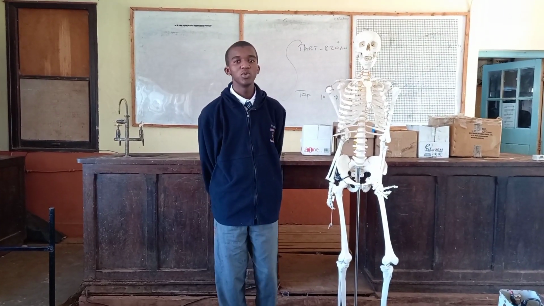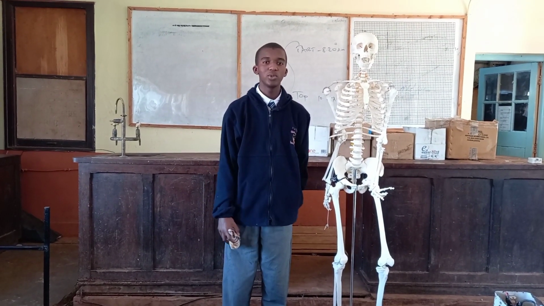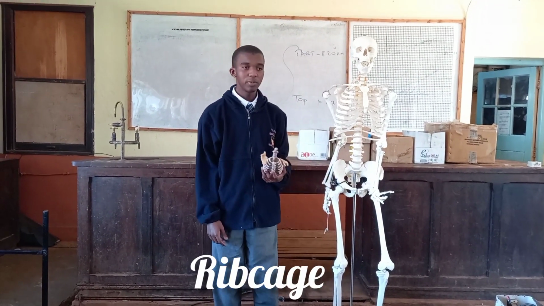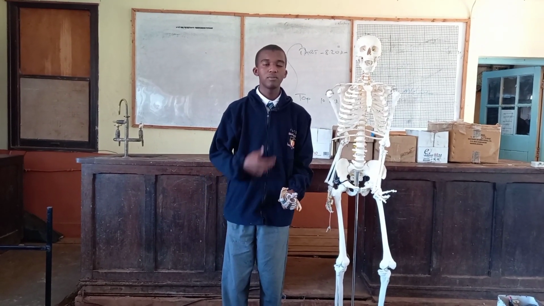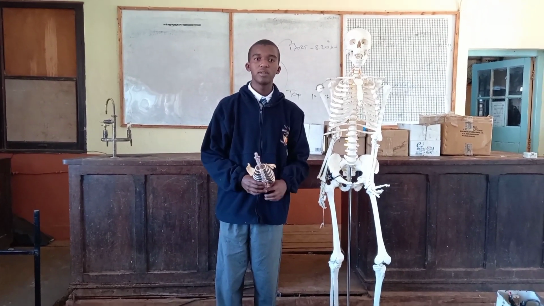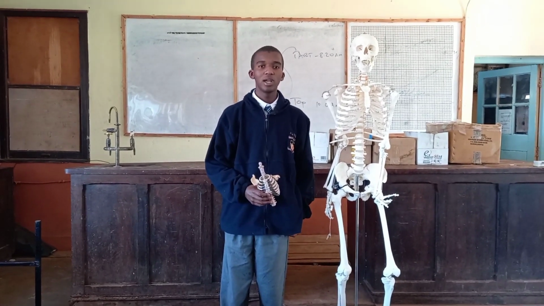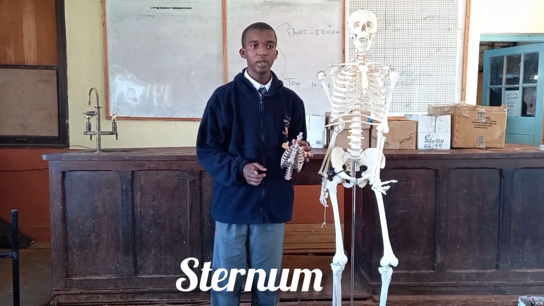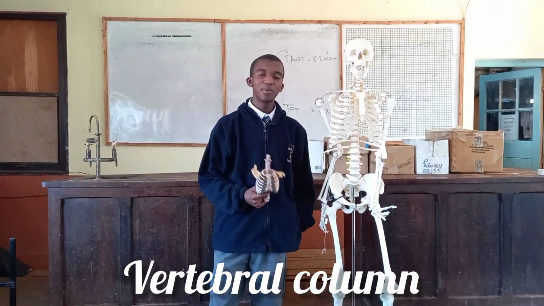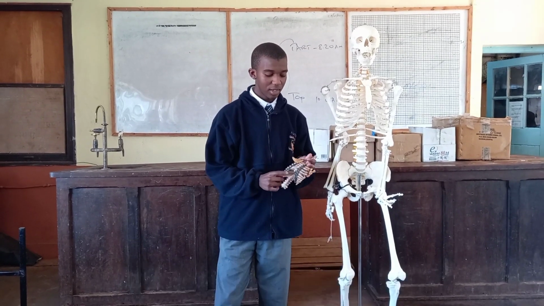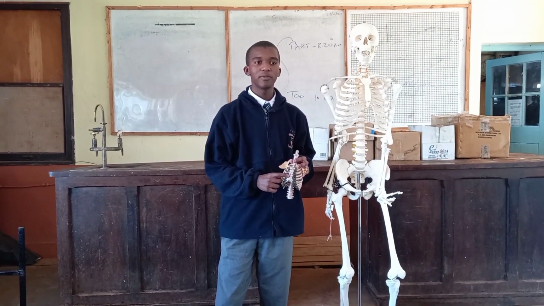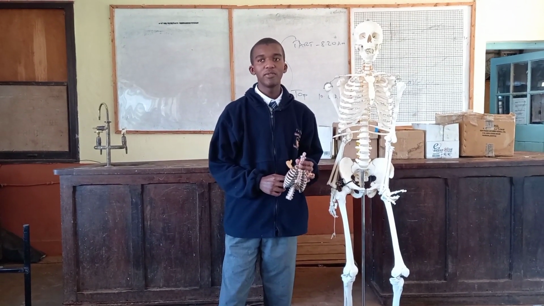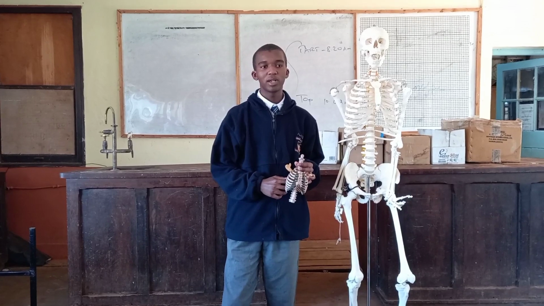Hi everyone, my name is Wayne from 4Y Kagumo High School, and I'm presenting the ribcage. Now, the ribcage encloses the thoracic region and protects the vital organs such as the heart and the lungs. It's made up of the ribs and the sternum, and they are connected to the vertebral column at the back. The ribs articulate with the sternum at the front. They articulate with the vertebrae in the vertebral column at the back.